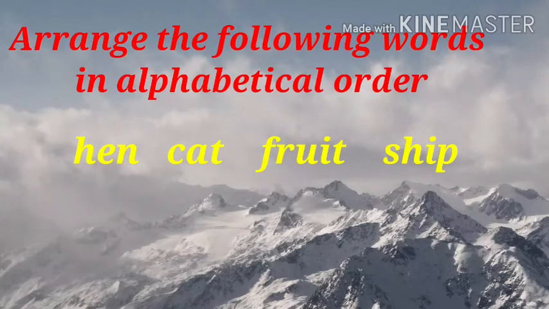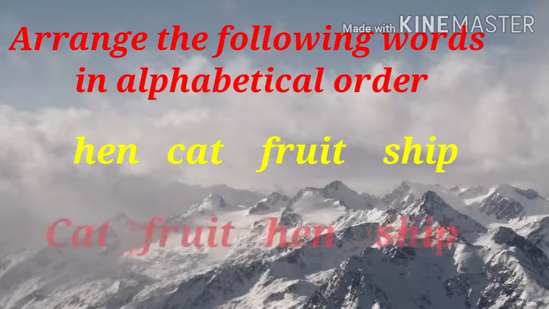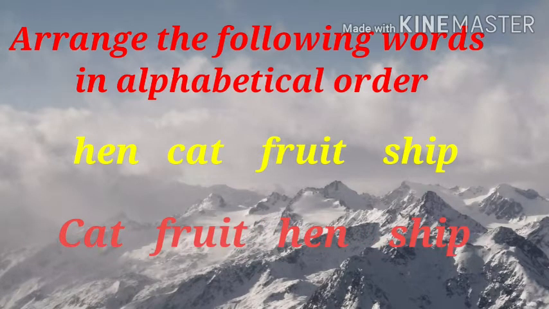Arrange the following words in alphabetical order. The words given are hen, cat, fruit and finally sheep. How do we arrange these words? If the words begin with different letters, then arrange the words such that the first letters of the words are in alphabetical order. So, what is the correct order of the words? The correct order of the words would be like this: cat, fruit, hen and sheep.